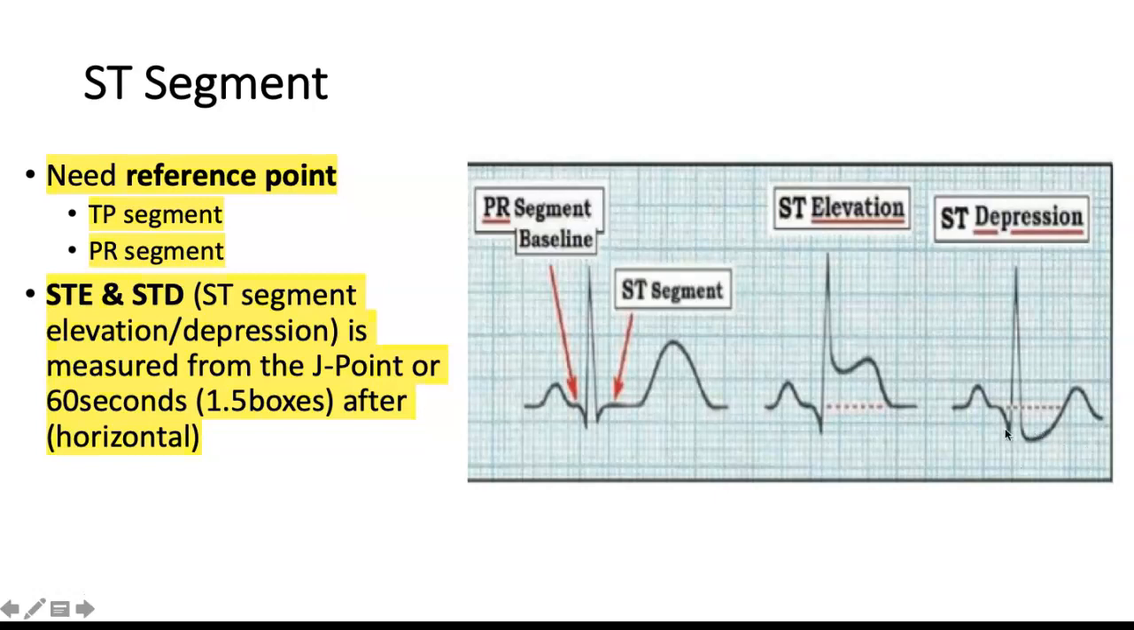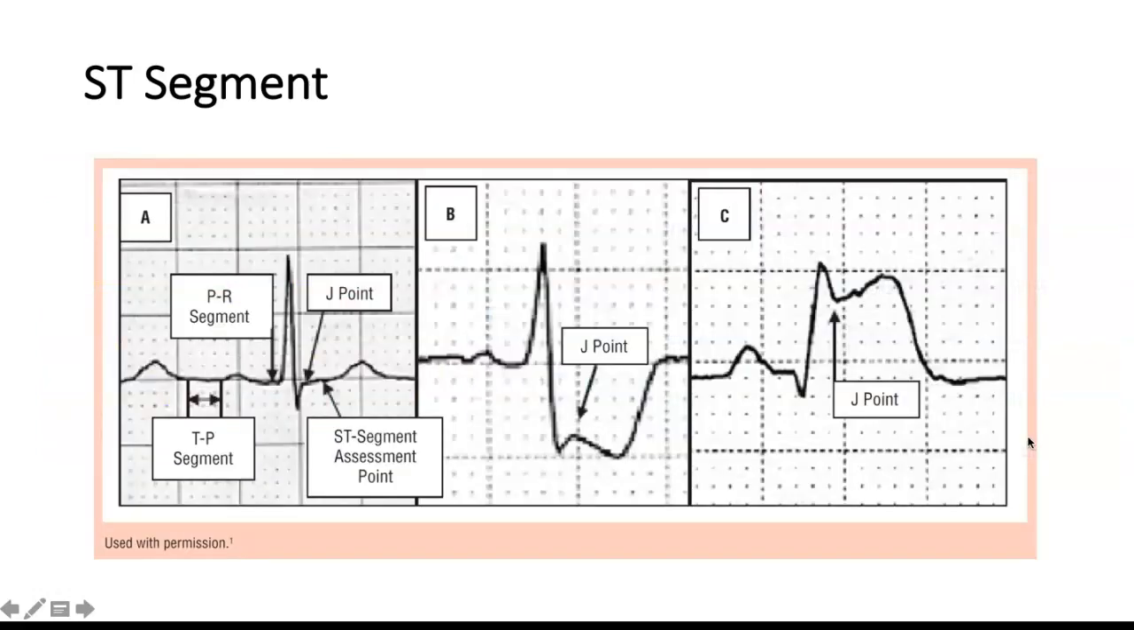In the last example, for ST depression, the baseline measured from this PR or PQ segment, and the J point, which is here, the ST depression is measured from the baseline down to the J point. This is another example. So the J point is here, which is the first horizontal inflection after the S wave to the ST, leading to the T wave. This is isoelectric, so this would be considered normal.